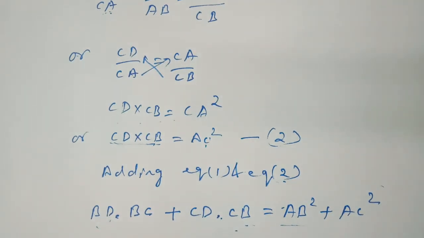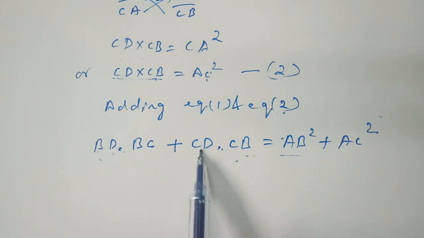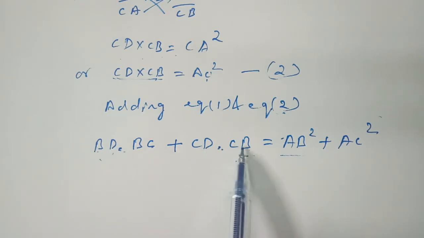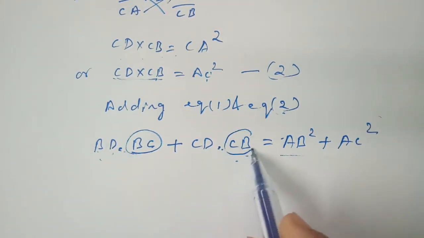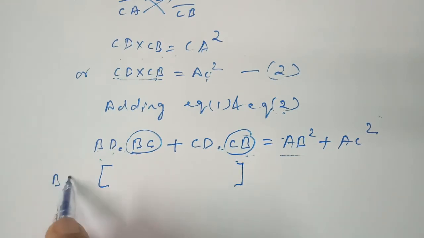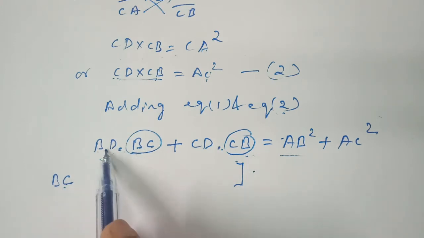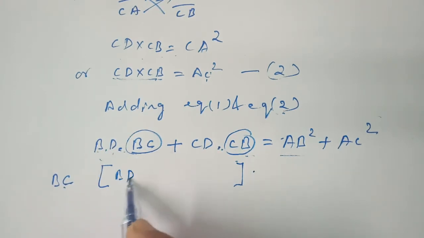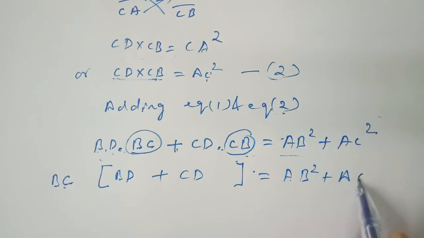So if we observe it, here we have BD into BC, here we have CD into CB. We can say CB is BC. So these two parts are the same. So we can take it as common. You can take it either in the front or at the last. BC we have taken as common. What is left? BD plus CD equal to AB square plus AC square.